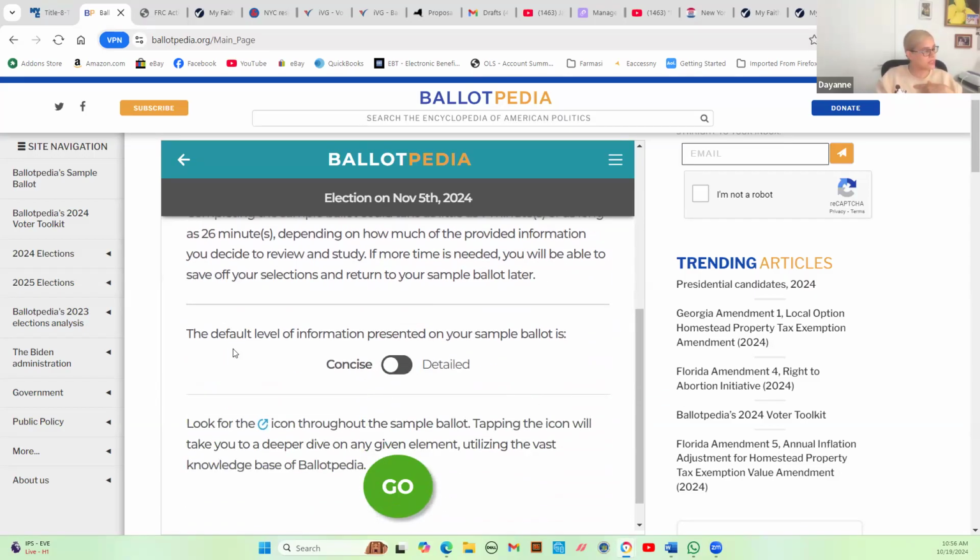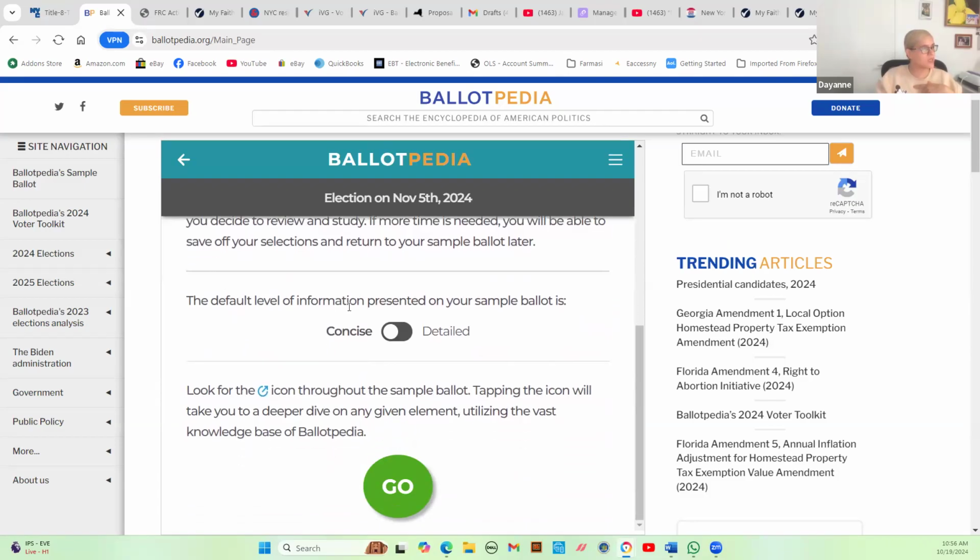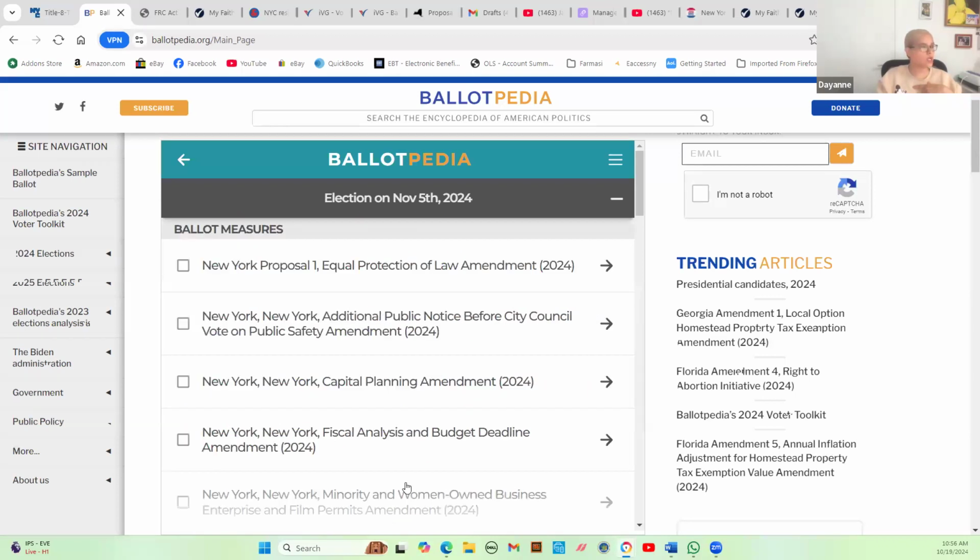Okay, now when you get down here to this section, it says default level of information presented on your sample ballot is concise. We don't want concise, we want detailed. So you want to move the cursor over to detailed and click on go.